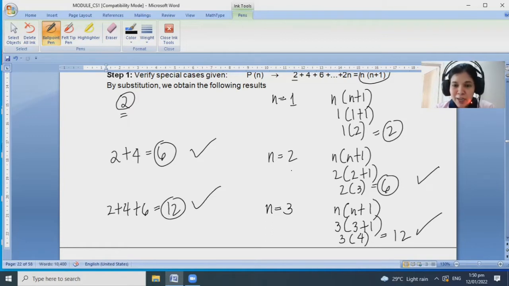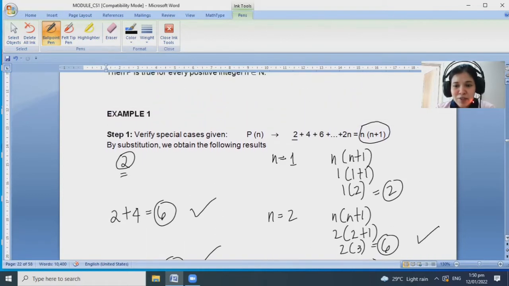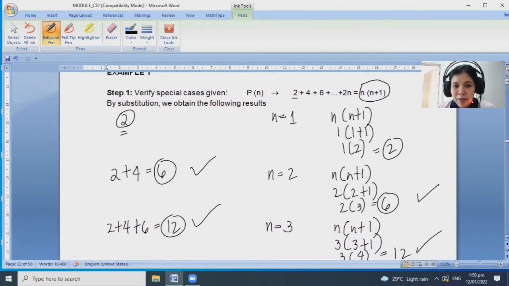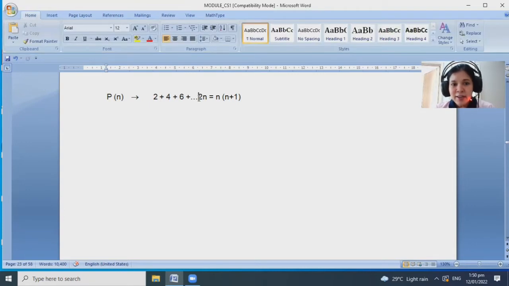Then after we verify the formula for getting the sum and the series one by one at the left side of the equal sign, let us now apply the 2 rules of mathematical induction. P of k is true and also P of k plus 1 is true. We have P of n such that 2 plus 4 plus 6 plus, and so on and so forth, up to 2n is equal to n times n plus 1.